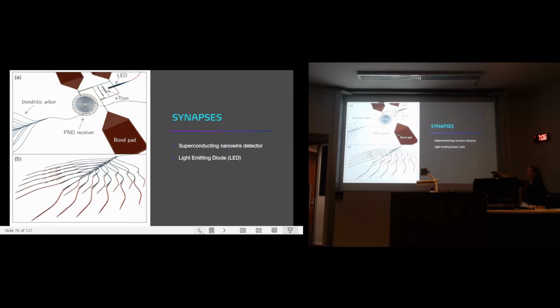You're sending the light round and round and round. So you've got lots of opportunity for it to actually hit the detector. So I guess that's kind of how they're trying to combat that. But yes, this is very difficult to actually make.